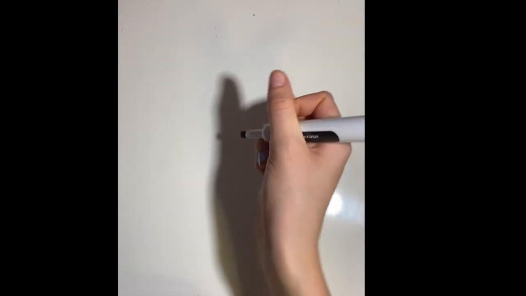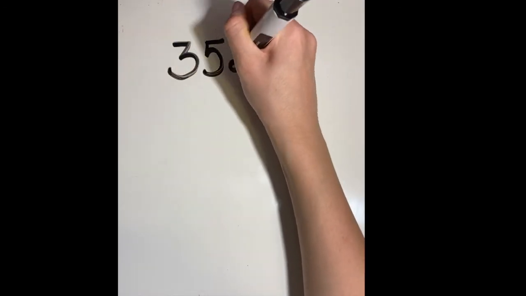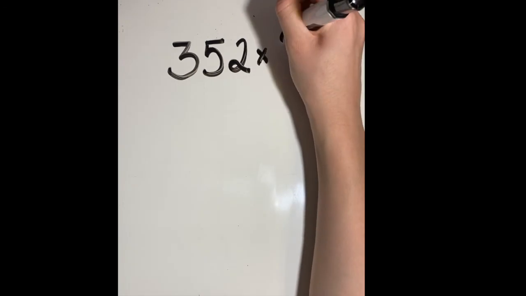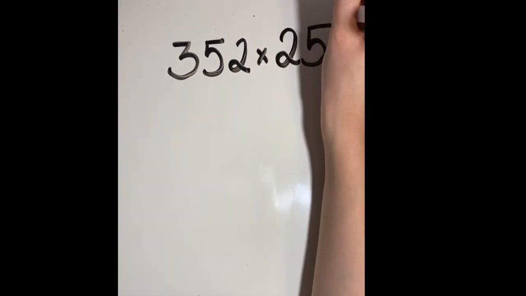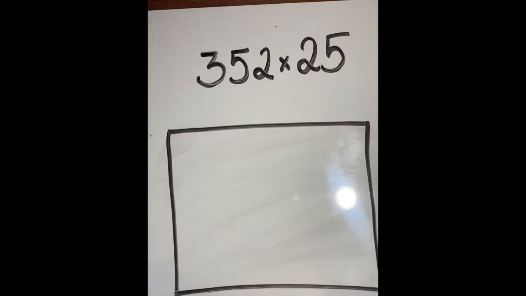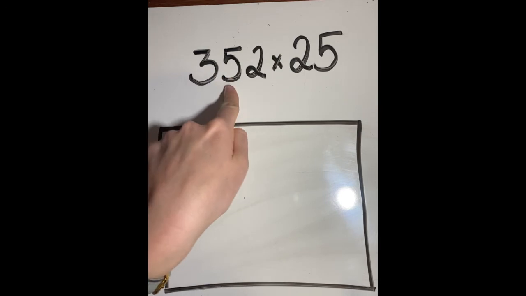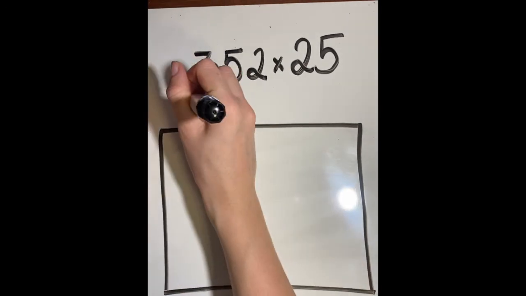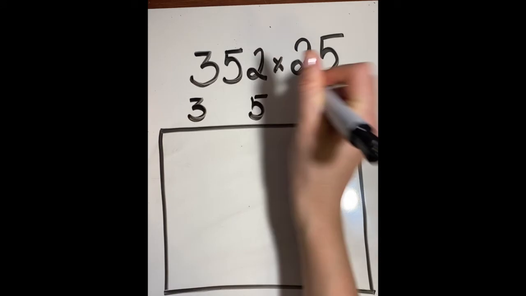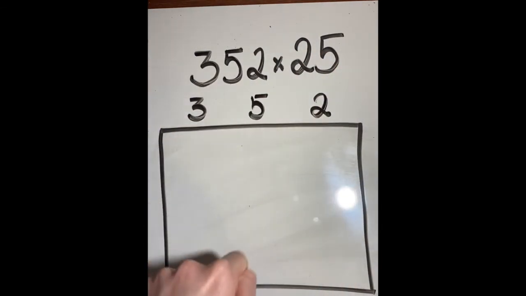Okay, so now we're going to try a 3-digit number times a 2-digit number. So I'm going to do 352 times 25. Okay, remember, first step, draw our box. Okay, so now I have my box drawn. Now I need to write my first number at the top, which is 352. Since this is 3 digits, it has to be broken into 3 boxes from top to bottom.